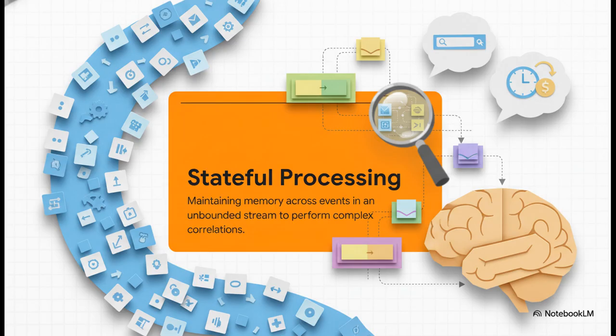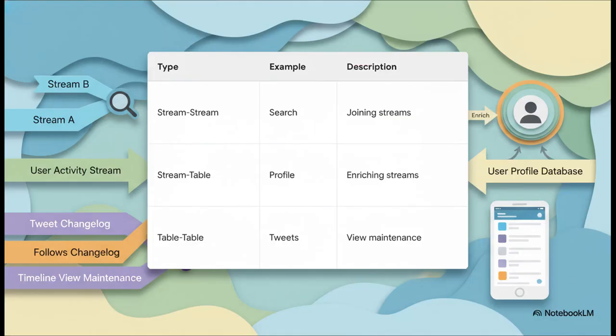Because think about it, without state, you can't spot patterns. You can't connect a search query with a click that happens 5 minutes later. State is essentially the memory of the stream. And because we have that state, we can actually perform joins on these infinite streams. Let's look at 3 ways to do this. First, a stream-stream join. This is like matching a user's initial search query with the link they eventually end up clicking. Then you have a stream table join, or enrichment.